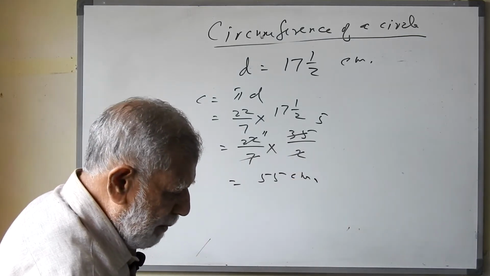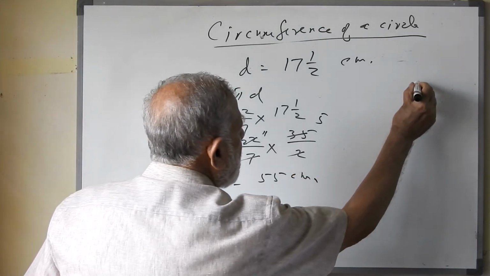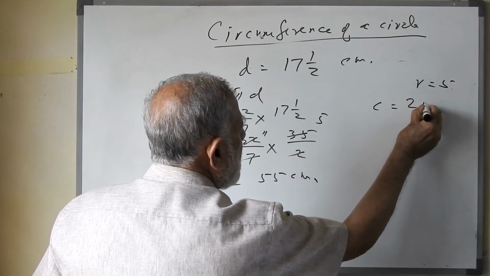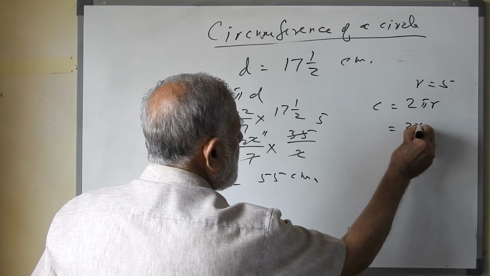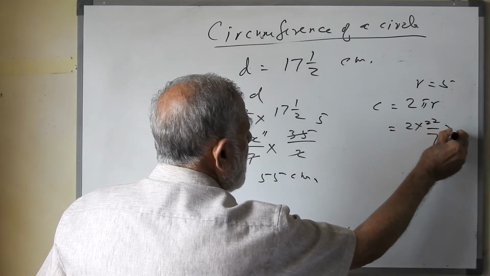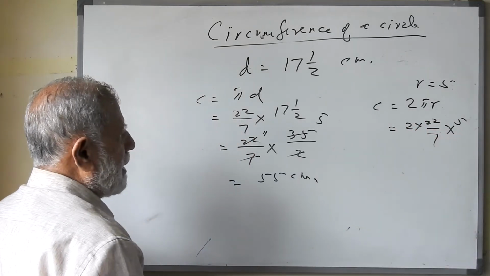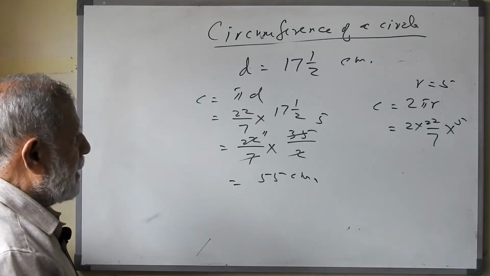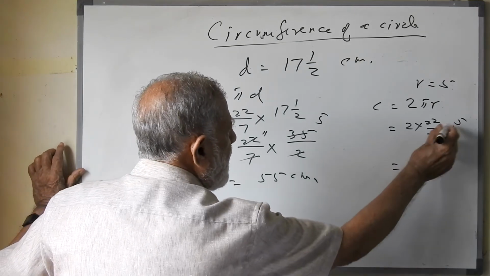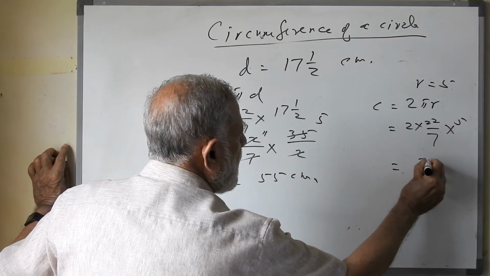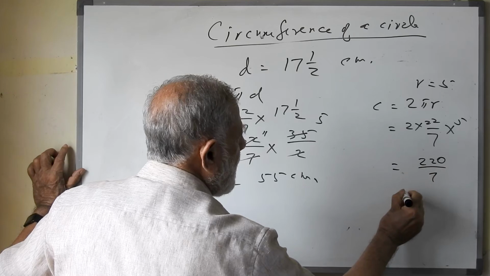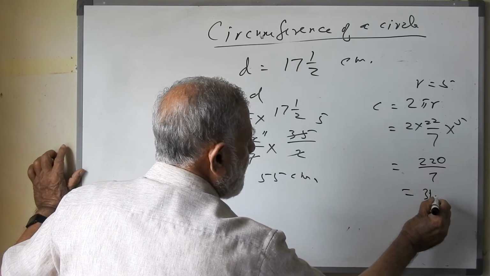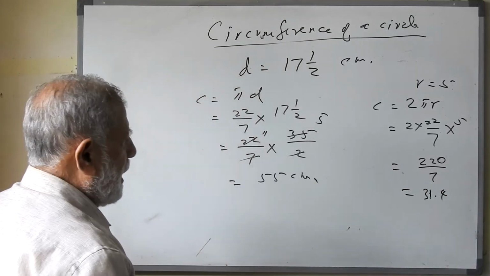One more example we'll take, children. R is equal to 5. So C is equal to 2 pi r. That is equal to 2 into 22 over 7 into 5. So here we can't cancel. You won't always be able to cancel. So we have to multiply the numerators. 5 into 2 is 10, 10 into 22 will be 220 over 7. So that will be 31.4 nearly, centimeters.